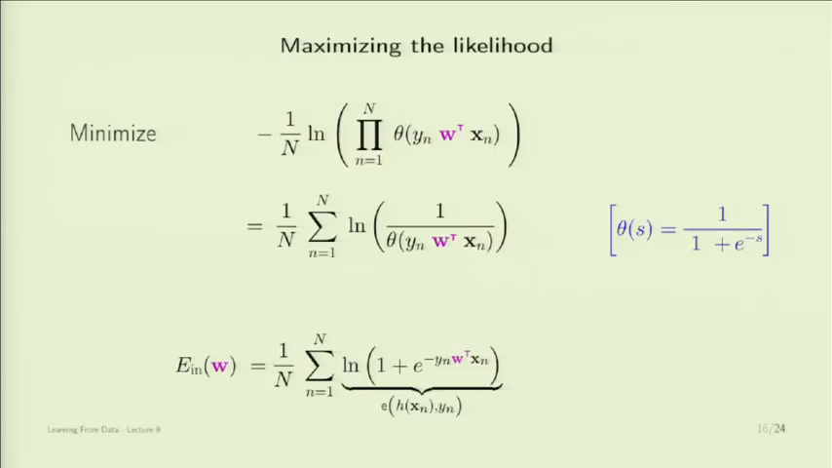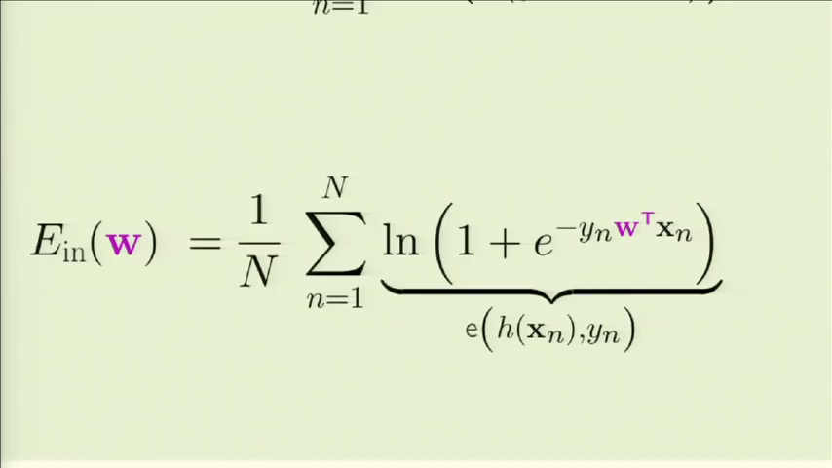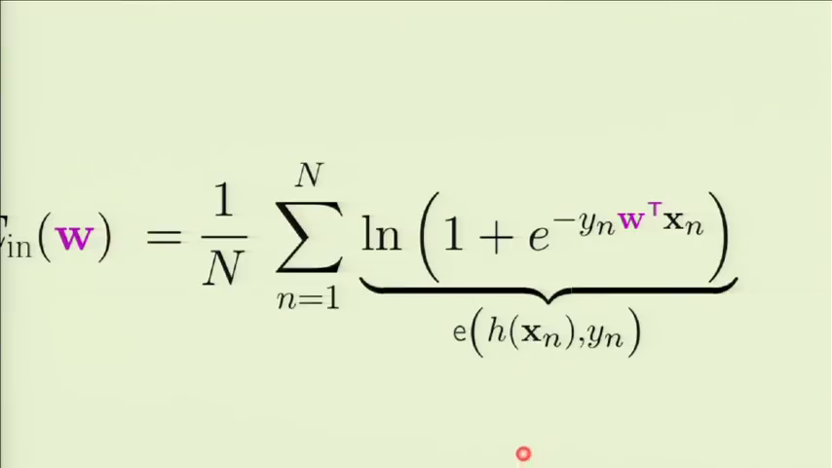Okay, so let me magnify it. This is something that depends on the particular example. I'm going to call it the error measure between my hypothesis, which depends on W, applied to Xn, and the value you gave me as a label for that example, which is yn. That is the way we define error measures on points. So this is my formula for the error measure, and under that, maximizing the likelihood would be like minimizing the in-sample error.